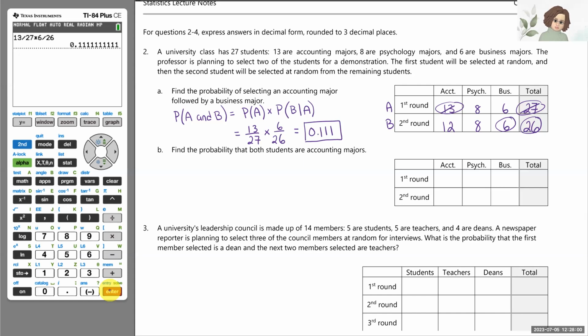All right, one more here. Let's do the probability that both students are accounting majors. So an accounting major and another accounting major. And for the next problem or so, I'll write the formula and then we'll just go straight to the substitution. So it would be the probability of an accounting major times the probability of an accounting major second, given that the first student was an accounting major. All right, so first round, we have 13, 8, 6 for a total of 27 students. An accounting major, 13 out of the 27.